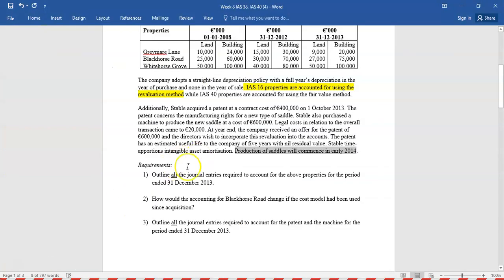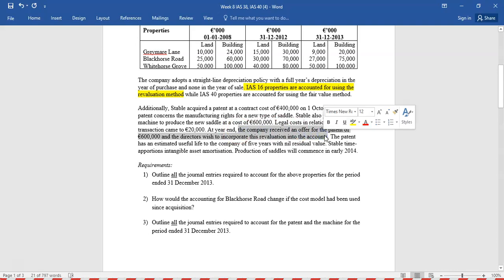Now there is a bit of judgment in the last element that was brought in here, that at the year end the company received an offer for the patent of 600,000 and the directors wished to incorporate this for valuation in the accounts. So we know, and this is another element of IAS 38, there's the cost model and there's the revaluation model in IAS 38. But you can only revalue intangible assets when there's an active market. Now, the key point is here, this doesn't give you evidence of an active market. An active market is where you can buy and sell these particular assets at the same price interchangeably. You need a bit more information than just the company received an offer.